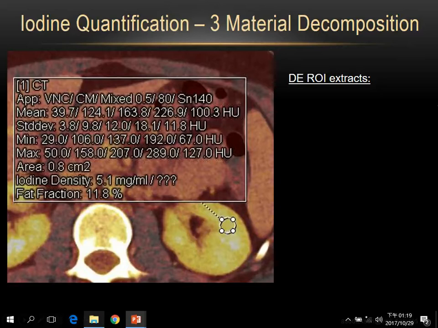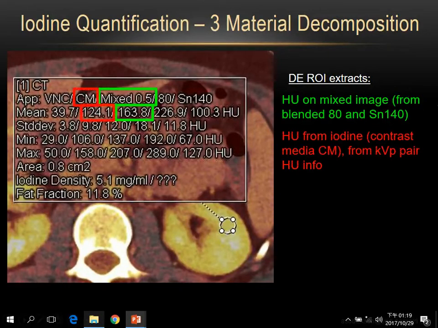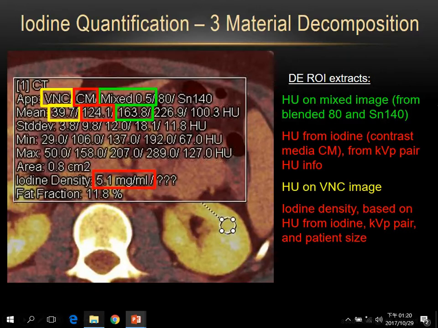And we can also do quantification. This is a little bit busy, but this is the region of interest tool on the Siemens machine. And what you see here is 163 Hounsfield units on our mixed or conventional image. It mixes the data from both the high and the low energy. That gets decomposed into 124 Hounsfield units due to iodine or contrast media. And what's left is 40 Hounsfield units from the virtual non-contrast image. What they also give us is a calculated iodine density or concentration in milligrams per milliliter.